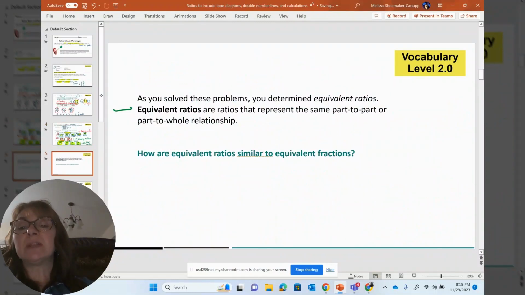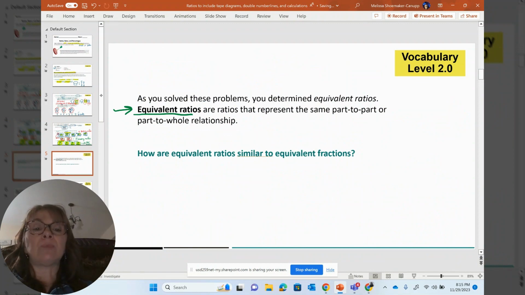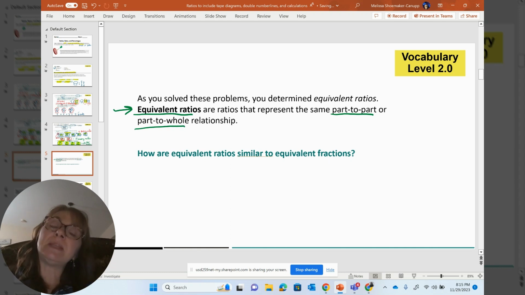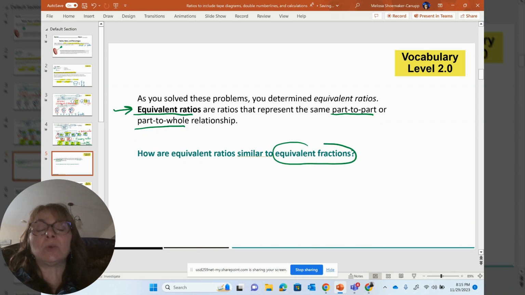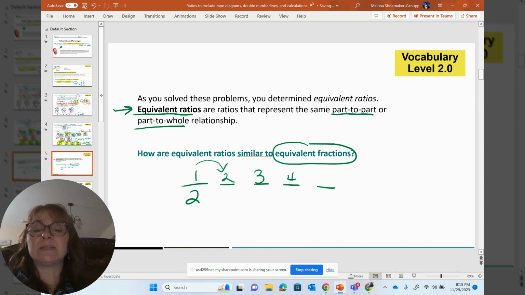What we have just done is create equivalent ratios. They represent the same part to part or part to whole relationship. We're achieving that by repeating the pattern over and over again. This is the same thing that we do to get equivalent fractions. So if I had the fraction of 1/2, I could skip count by ones. 1, 2, 3, 4, 5. Skip count by twos. And I have created equivalent fractions.